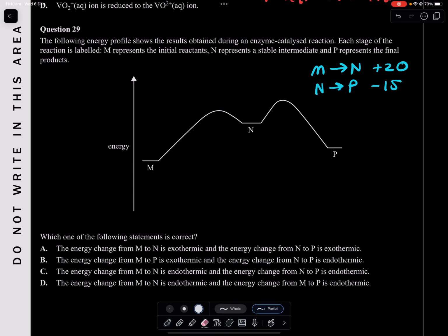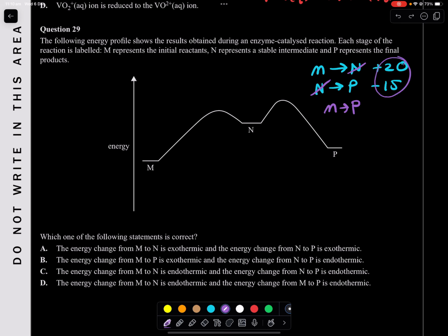We're just making values. What do we see? Remember, when we add two equations, N is a stable intermediate, so it cancels out. When you add those two up, they cancel out, and then we're just going M goes to P. That's your final: your reactant goes to products.